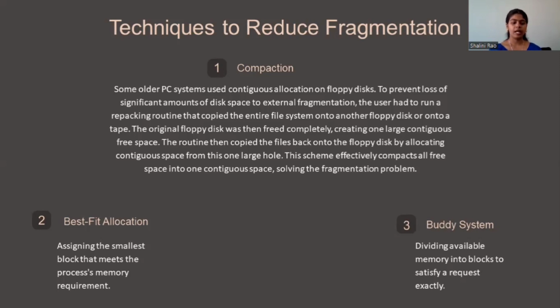Best fit allocation, assigning the smallest block that meets the process's memory requirement. Buddy system, dividing available memory into blocks to satisfy a request exactly.